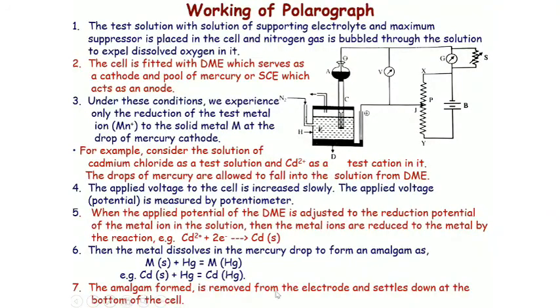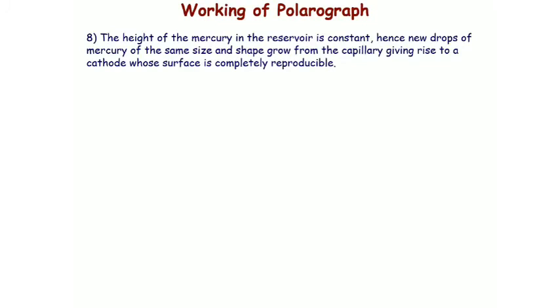The amalgam is removed from the electrode and settles down at the bottom of the cell. Then the height of the mercury in the reservoir is kept constant. It is a precaution during the polarographic measurement. The height of the DME must be constant to get a reproducible result, because if we change the height, then the size and shape of the drop change, and due to that some error arises during the current measurement. So the height of the mercury in the reservoir is constant.